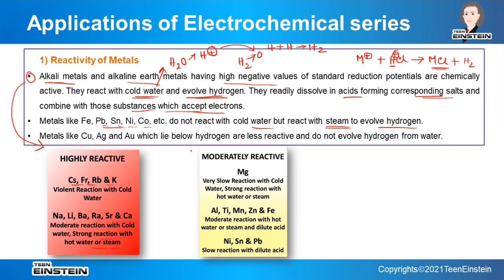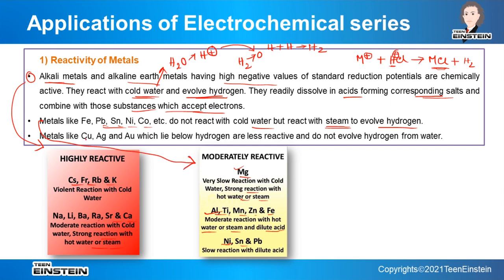Among the moderately reactive ones again there is some variation. That is, magnesium has a very slow reaction with cold water, and a strong reaction with hot water or steam. Then we have aluminium, titanium, manganese, zinc, iron, with moderate reaction with hot water or steam and dilute acid. And nickel, tin, lead have a slow reaction with dilute acid. So among these, all are moderately reactive, but still there is some variation. Magnesium is the most reactive, then these metals, and then nickel, tin and lead.